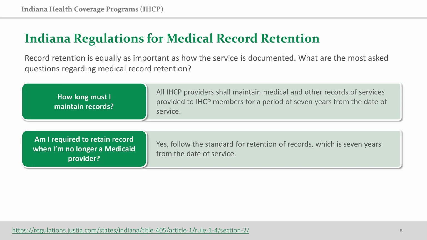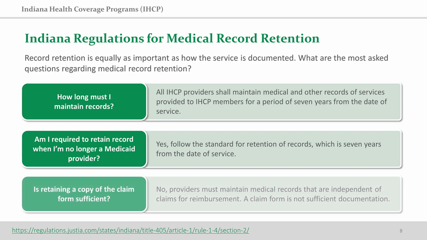Another question we hear is, is retaining a copy of the claim form sufficient? And the answer is no. A claim form is not sufficient documentation. Providers must maintain medical records that are independent of claims for reimbursement purposes.